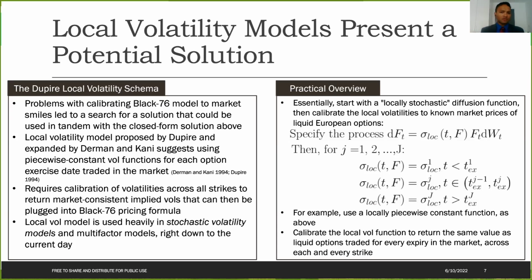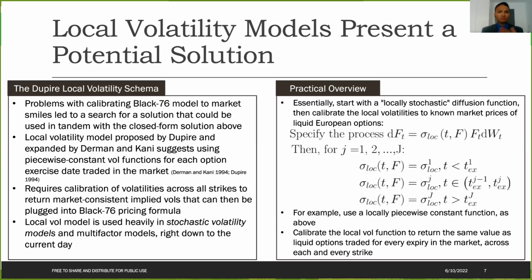Well, various solutions have been proposed. One of them is the local volatility solution proposed by Bruno Dupire, and expanded upon by Derman and Kani in their quite famous valuation method, as it were. And it's really just a kind of framework of approaching this problem. Essentially what it says is you calibrate your volatilities across all the strikes.